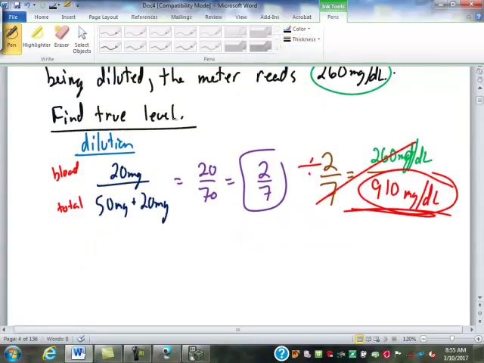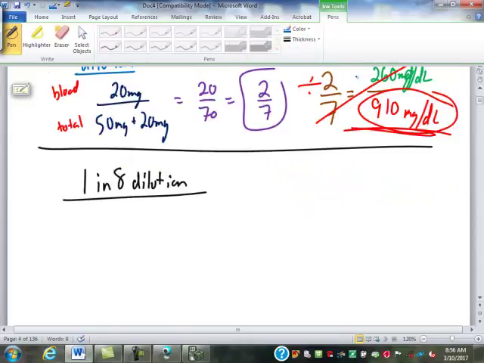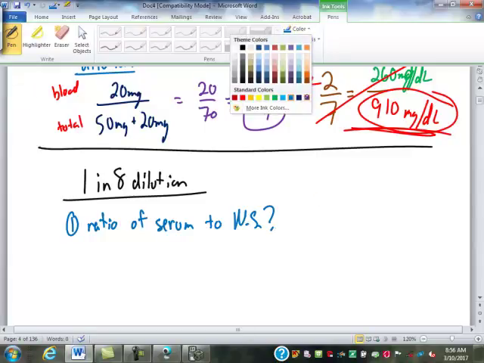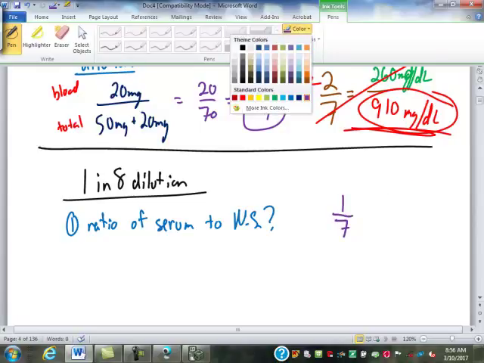So in what you mentioned there, that's something that we should look at just very quickly here. If we have a 1 in 8 dilution, what is the ratio of serum to saline? It's going to be 1 to 7. There we go. Everybody's kind of tired this morning.